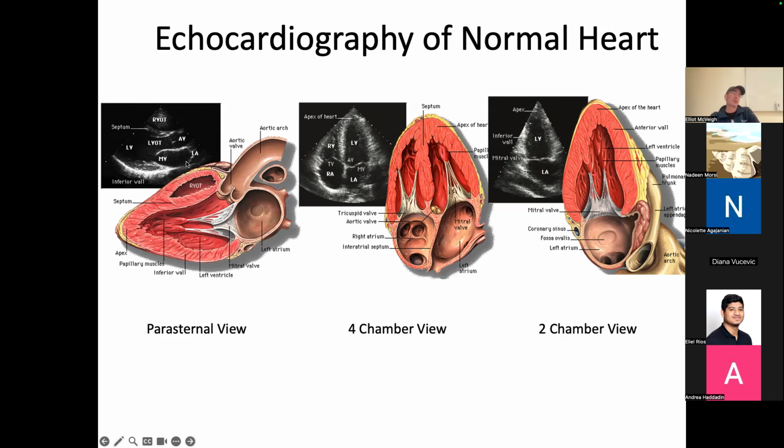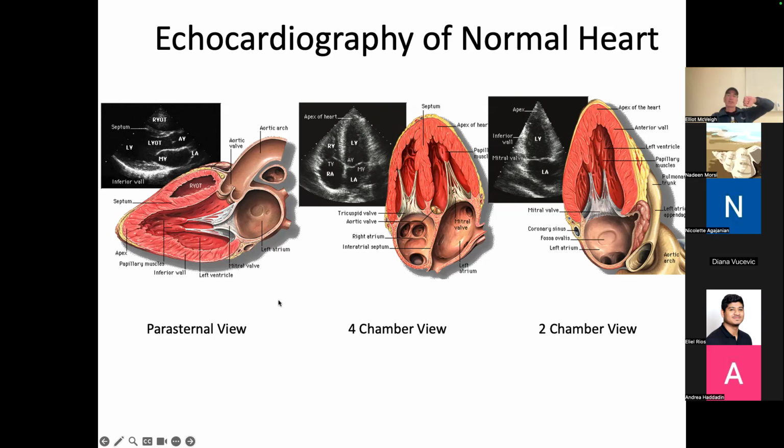So this view is very useful for looking at blood flow in the aorta, blood flow through the mitral valve, and left ventricular function at the base. So you can look and see how is the muscle functioning here? How's it functioning here? Is it normal? And that's called the parasternal view.